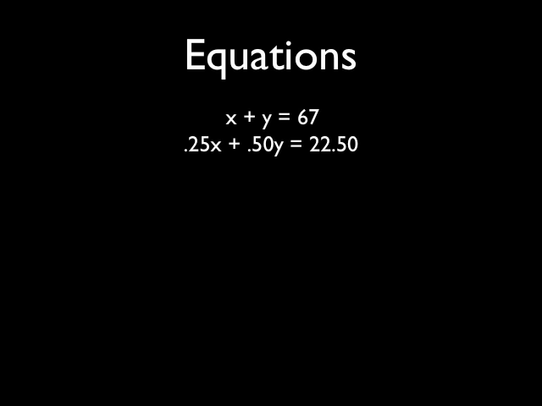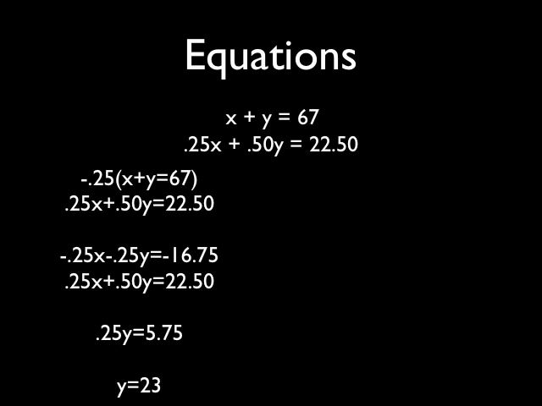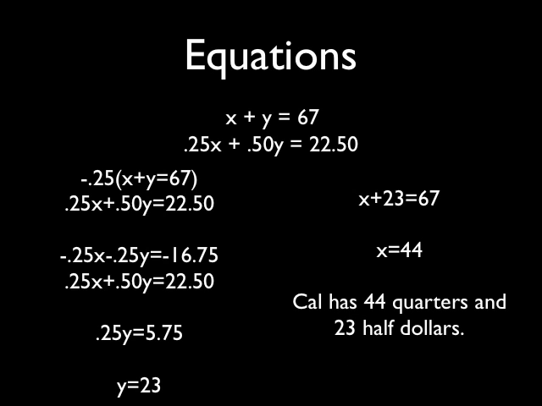Solving these, we can do substitution or elimination. They're both equally good. Let's do elimination just to keep things even. So we'd multiply the top equation by negative 0.25. That would enable my x's to cancel. So I'd have positive 0.25y equals 5.75, or y is 23. So I have 23 coins that are 50-cent pieces. Plugging back in, I'd have 44 quarters. So Cal has 44 quarters and 23 half dollars, or 23 50-cent pieces.